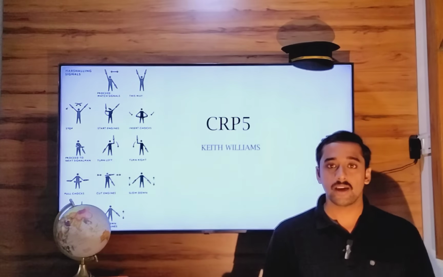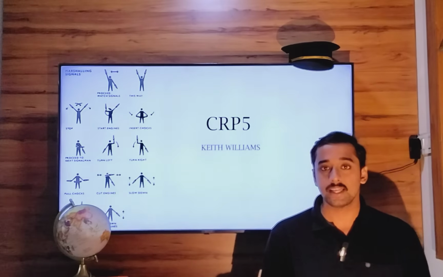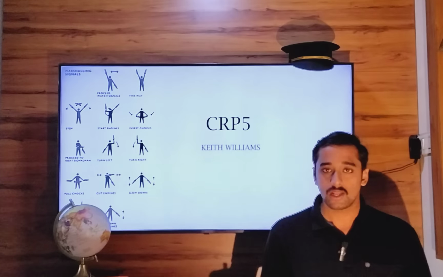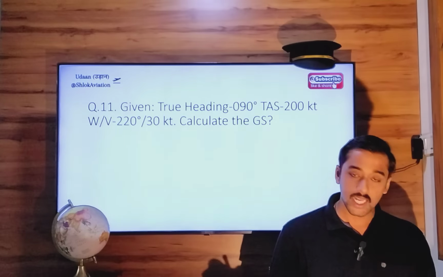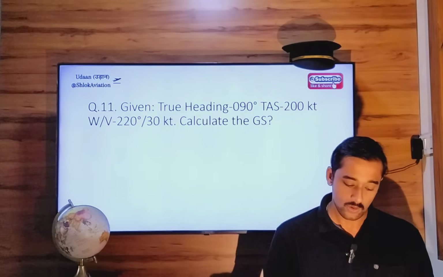In this video lecture, we are going to continue solving next questions from CRP5 chapter in Keith Williams' General Navigation book. So let's begin. Question number 11. True heading is given, task is given, winds are given to you. What is ground speed?